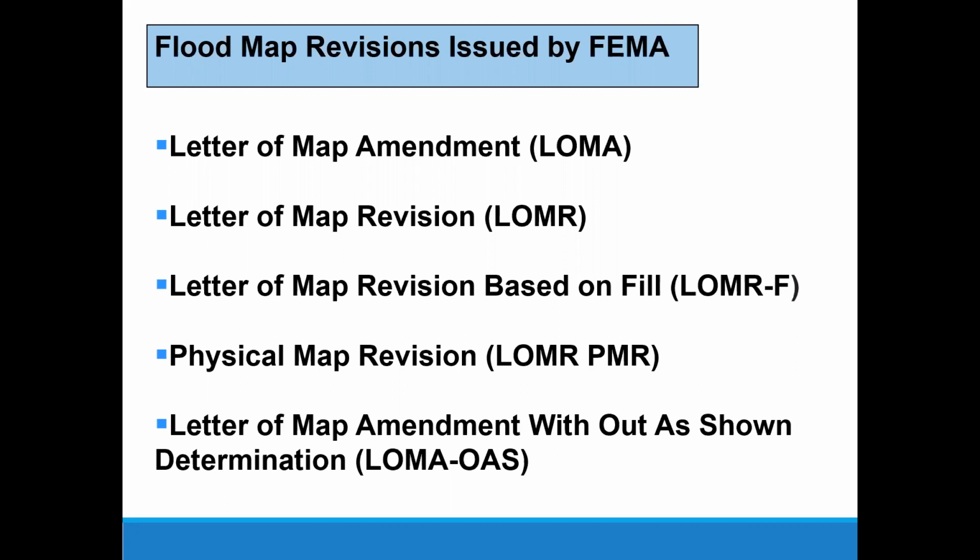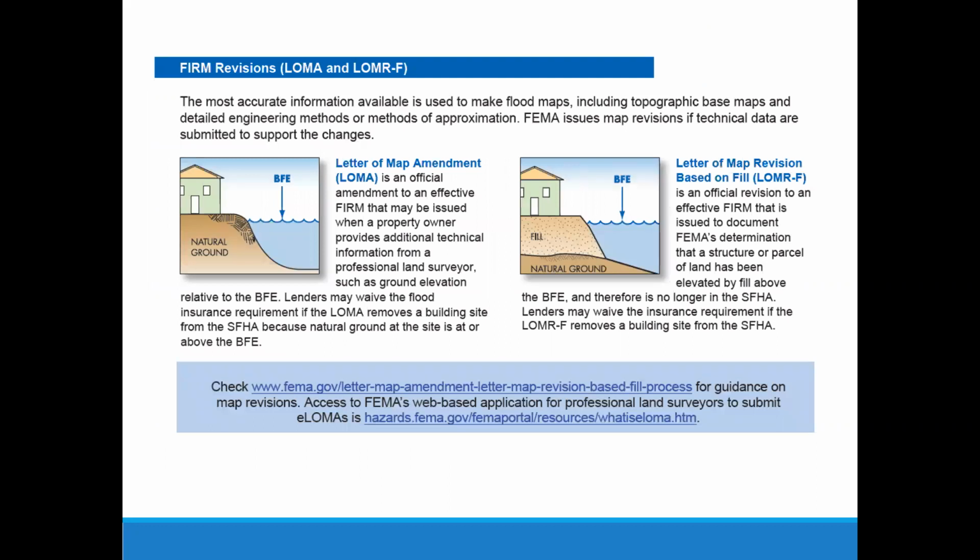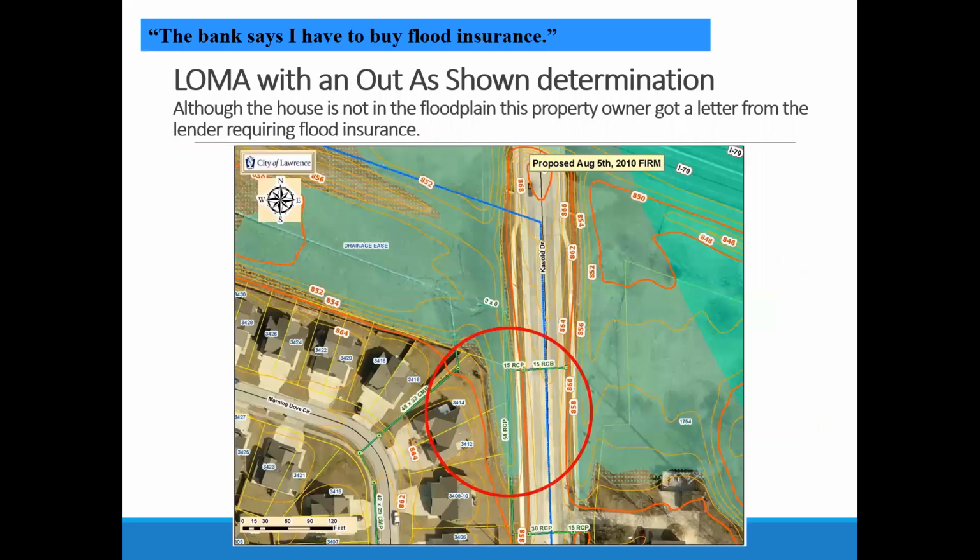And then the LOMA out as shown is a different type of LOMA that we will talk about in a couple of slides, but just real quick, again, the LOMA on the left here is on natural ground, whereas on the right, it's on fill. So that's the LOMR-F, where you are revising the map by adding fill, whereas the LOMA, it's on natural grade, so you're actually making a correction to the map. It was already higher ground, it shouldn't have been mapped in, but it was, and so that's why it's free.